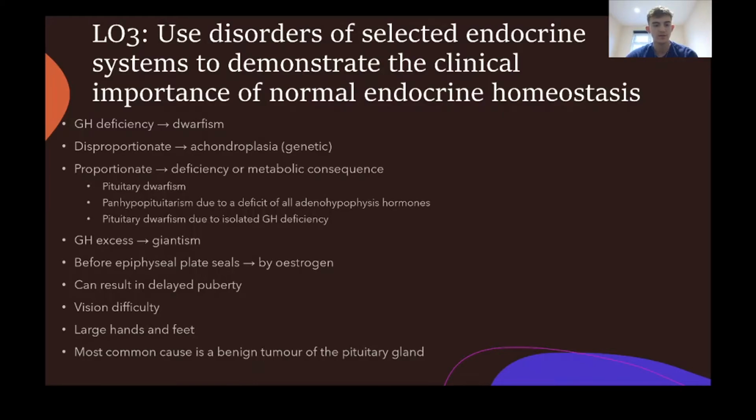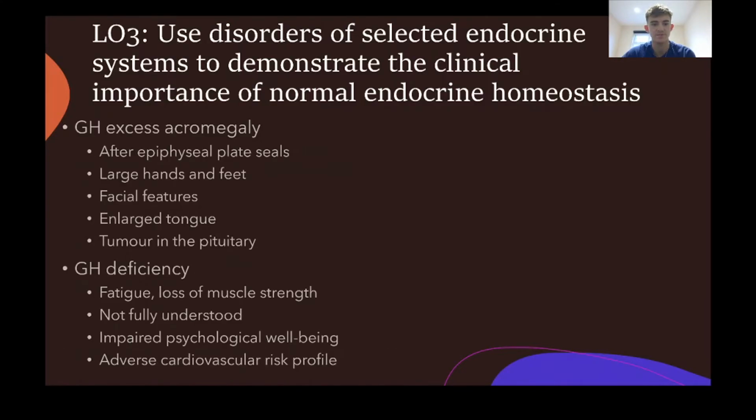On the other end, we've got growth hormone excess, which can result in giantism or acromegaly. So before epiphyseal plates are sealed, as when we're growing by estrogen, kids end up having giantism, and that can result in delayed puberty, vision difficulty, large hands and feet, and the most common cause of this is a benign tumor of the pituitary gland.